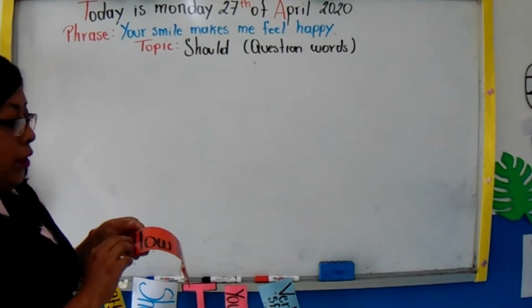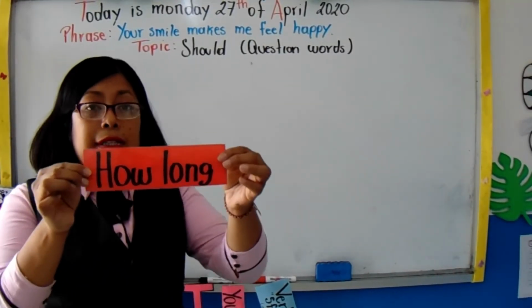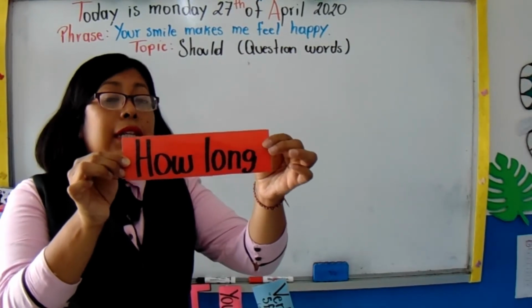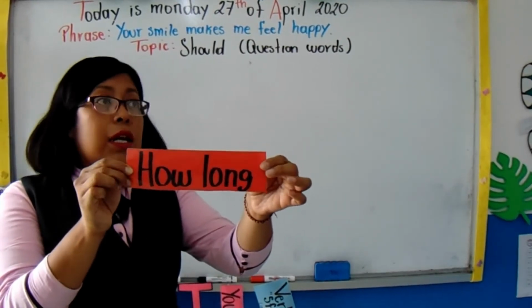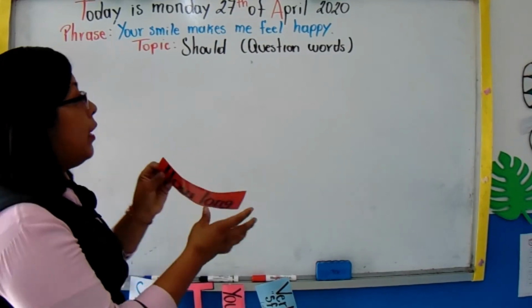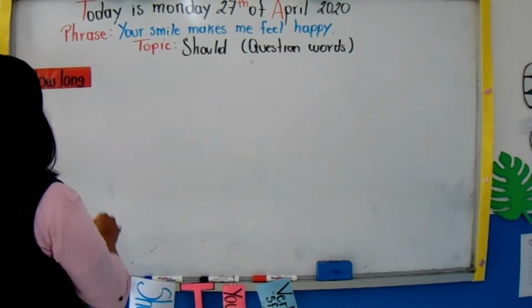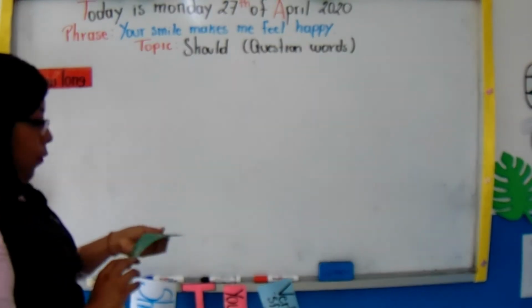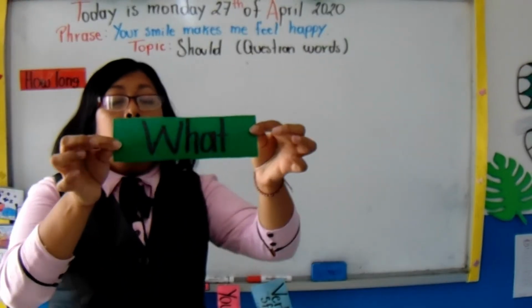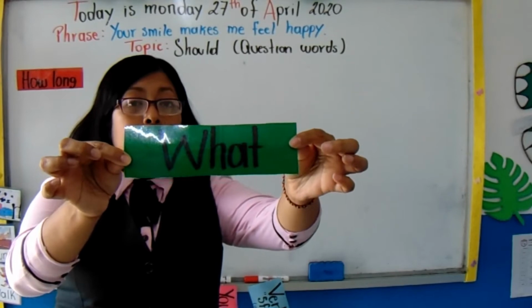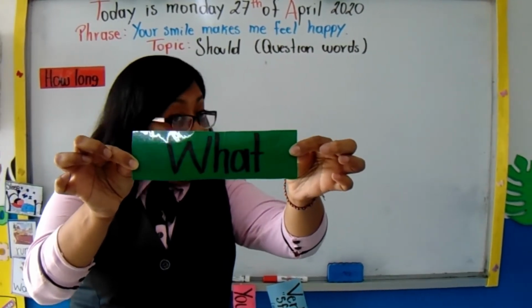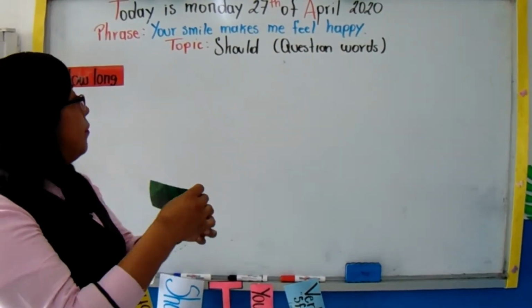So, in the instruction, it's going to be like this. We have to start with the question word. The first, it is how long. The meaning of how long, it is por cuánto tiempo. And we are going to start with this one. Then, the second word will be what? The meaning of what, it is qué.